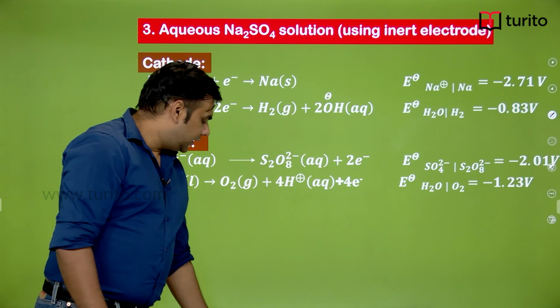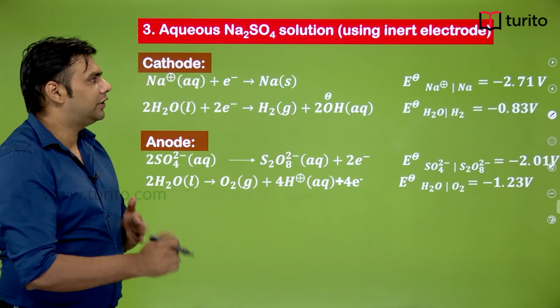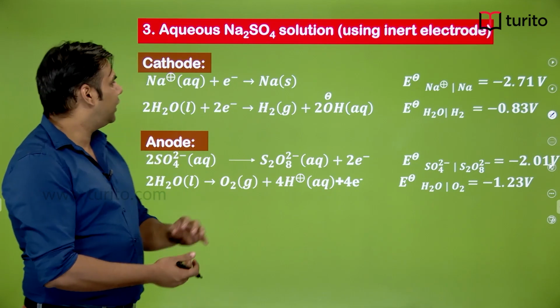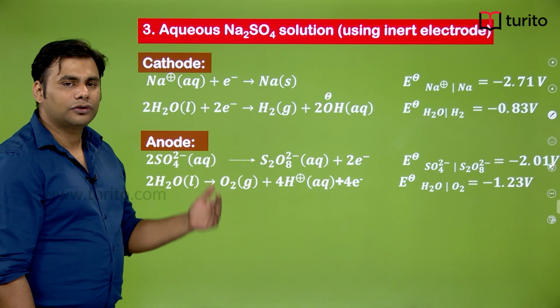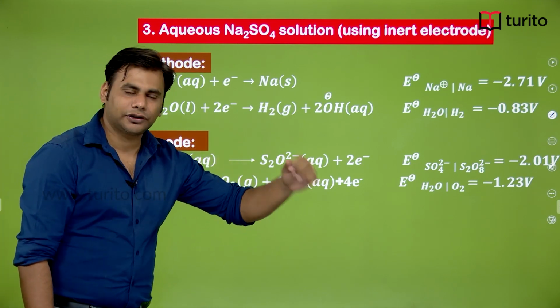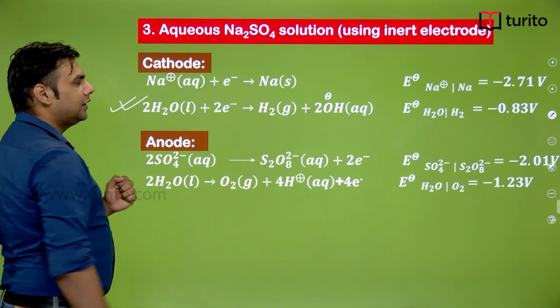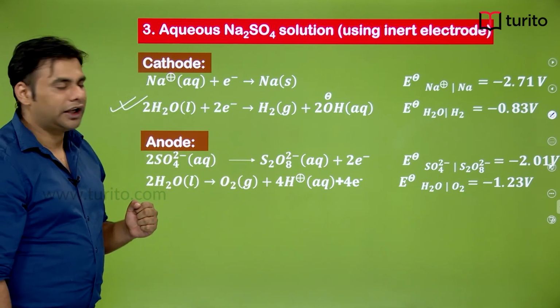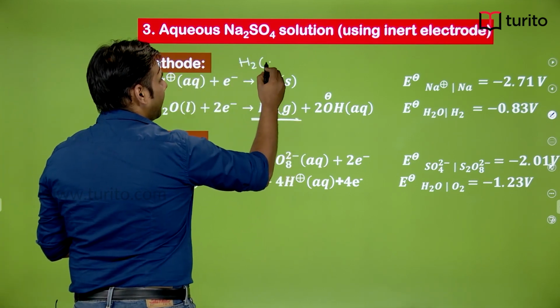Third comes the aqueous solution of Na2SO4 using inert electrode. Na2SO4 again would dissociate into Na+ and sulfate ion. So at cathode, reduction of Na+ and reduction of water can take place. The reduction potential of water is less negative, so reduction of water would take place. So at cathode hydrogen gas would be evolved.